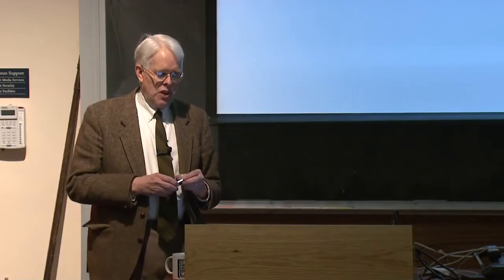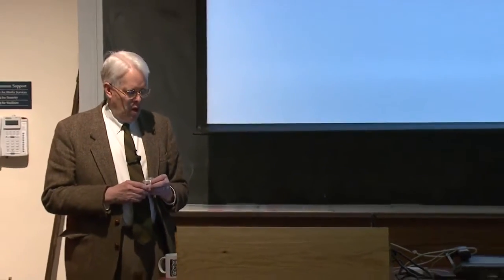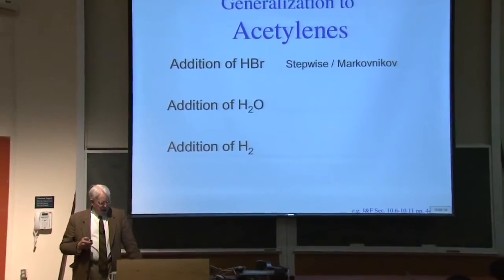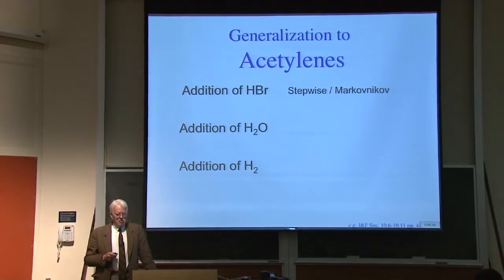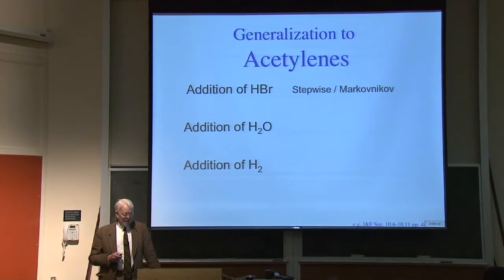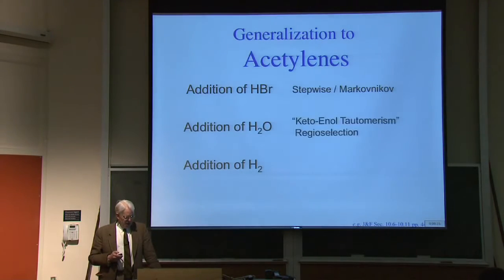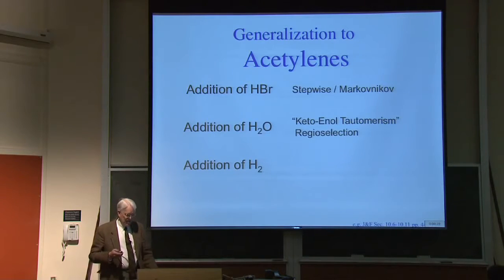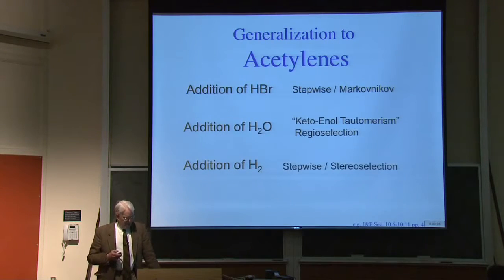We have the same kinds of reactions, additions of HBr, addition of water, addition of H2, but all these have a little bit of a different twist. HBr, we already mentioned this, but I'll go over it again, stepwise addition, but Markovnikov. The addition of water, we see the possibility of keto-enol tautomerism and regioselection, as in alkenes. And then in H2, there's a question of a stepwise addition, one multiple bond and then the other, and the question of stereoselection.